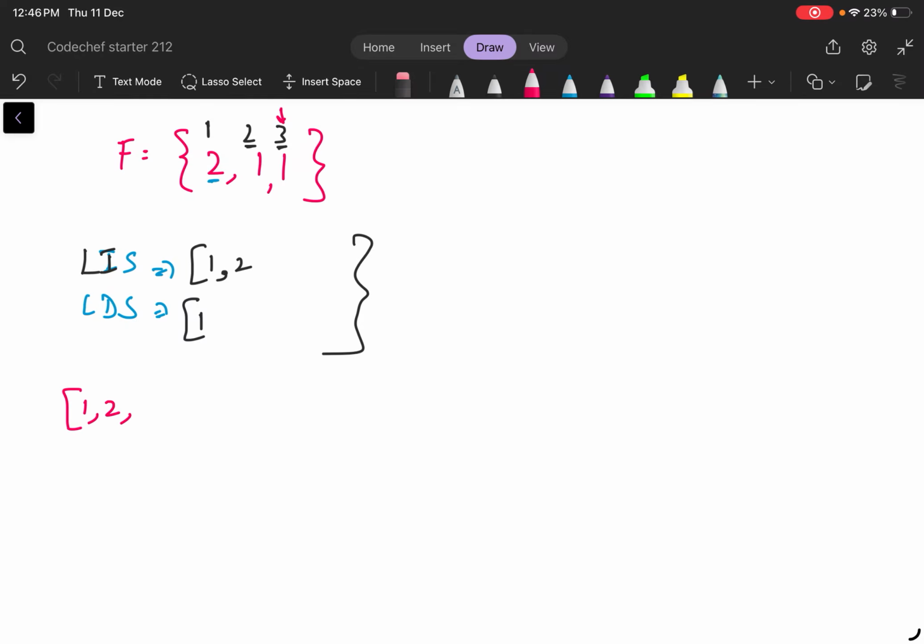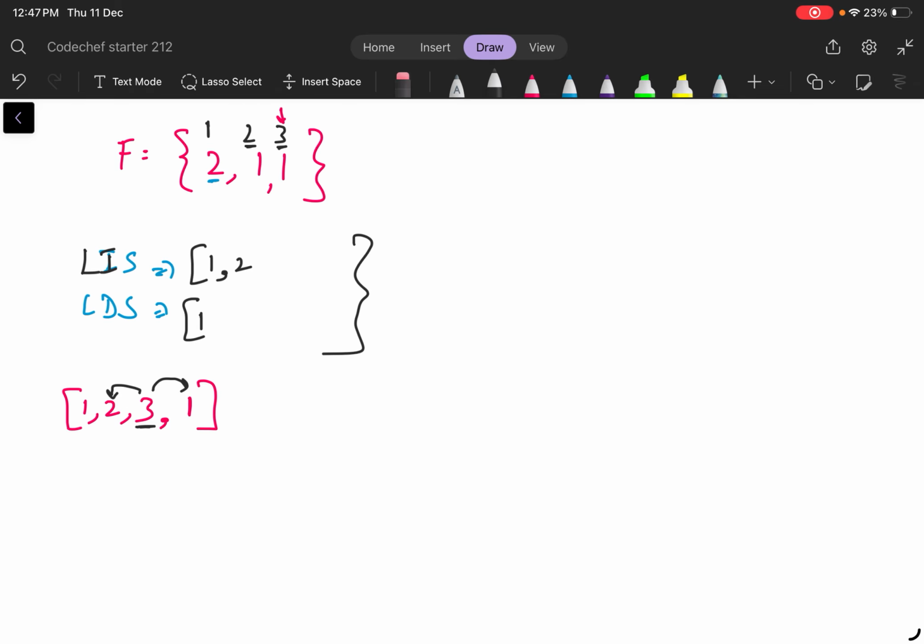So the arrangement of elements which we'll be getting is 1, 2, 3, which is an increasing subsequence. Now let's start building the decreasing subsequence. So we can reuse 1 one more time, so I'll place it here, right? If you observe this properly, you'll understand that 3 is also contributing to the increasing subsequence, and 3 is also contributing to the decreasing subsequence, right?